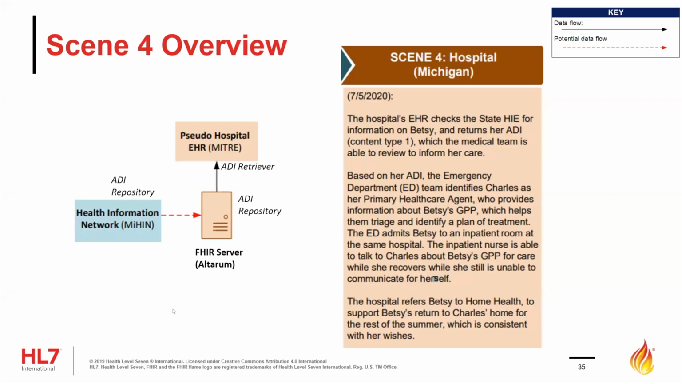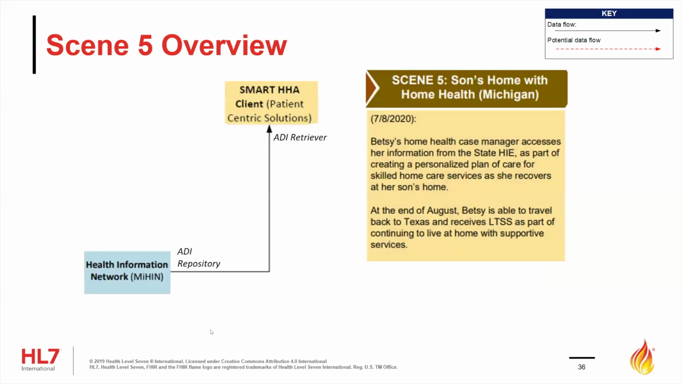Okay, so our next scene, Betsy's going to be discharged to home. She's going to receive home health services. And what we'll be showing here now is that information being pulled into that home health agency's services. Again, Betsy's still having difficulty communicating with her caregivers, so they're going to continue to look at her advanced directives and listen to Charles about what those wants and needs may be.